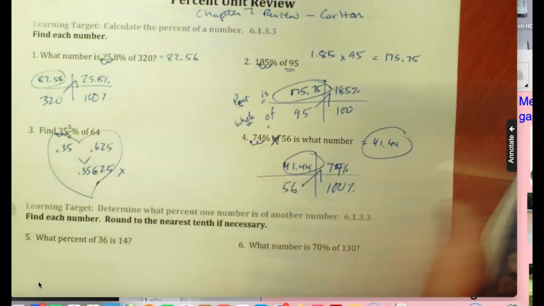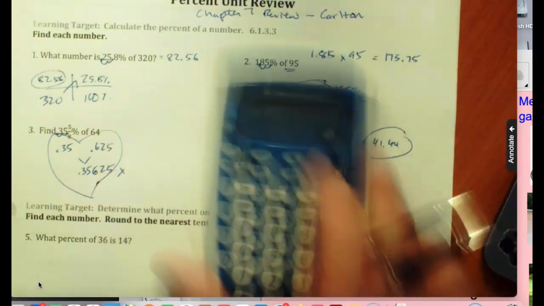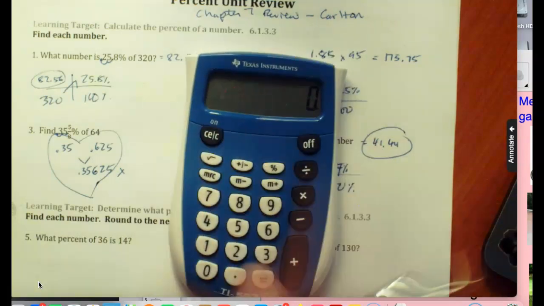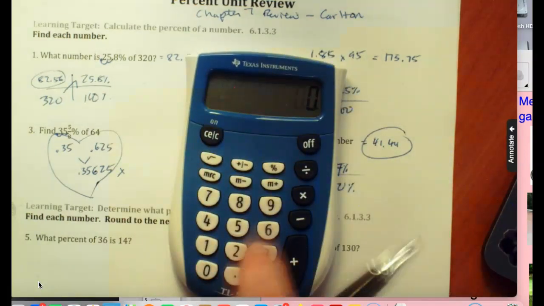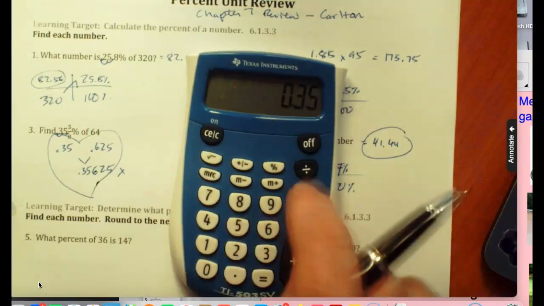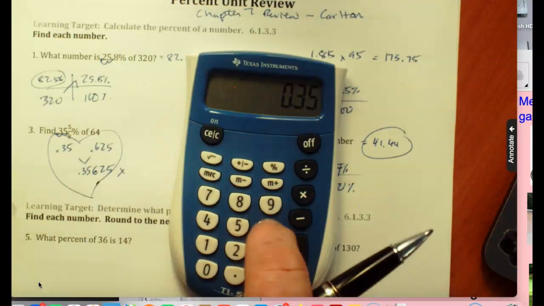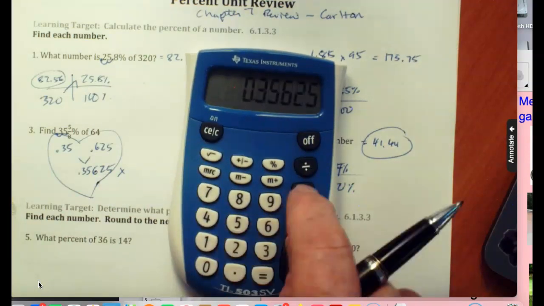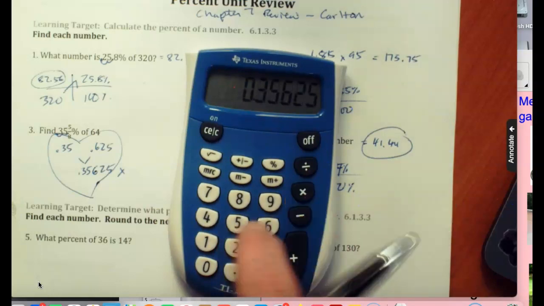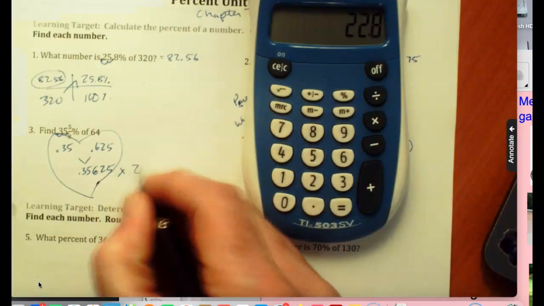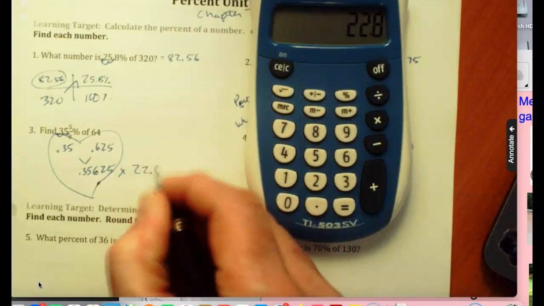It's going to be about a third of 64. So I'm expecting an answer somewhere around 21, 22, something like that. So 0.35625 times 64. My answer is 22.8. Can you box it?